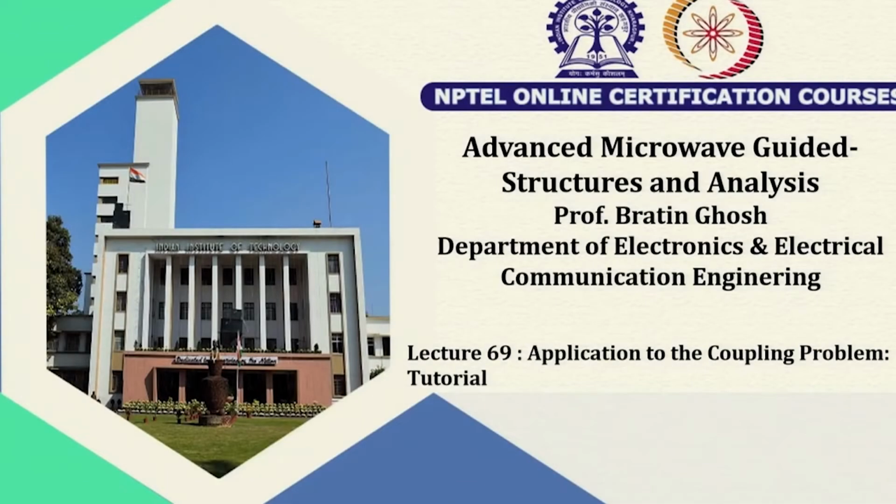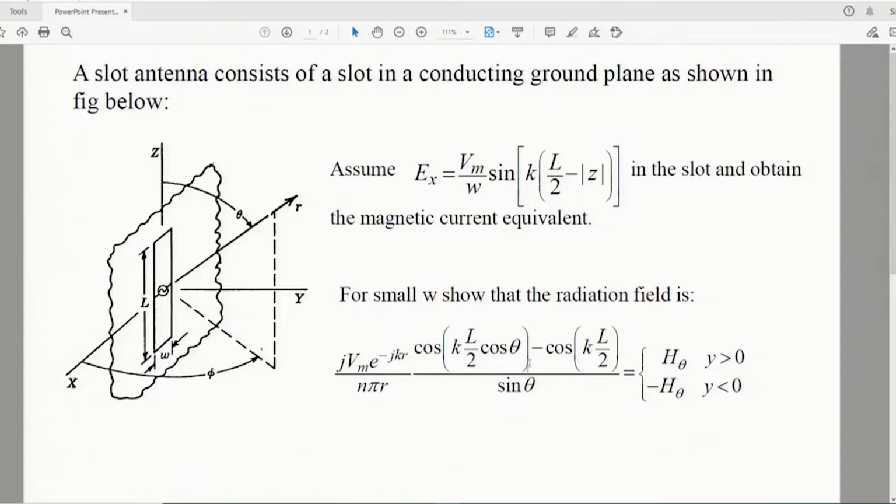Everyone. Today's session is on application to the coupling problem. So, the first problem states that there is one slot antenna and it consists of a slot in a conducting ground plane as shown in the figure. Okay, so, there is a slot present. The length of the slot is given by L and the width is W, and the length of the slot is along the Z direction, whereas the width of the slot, that is W, is along x direction.